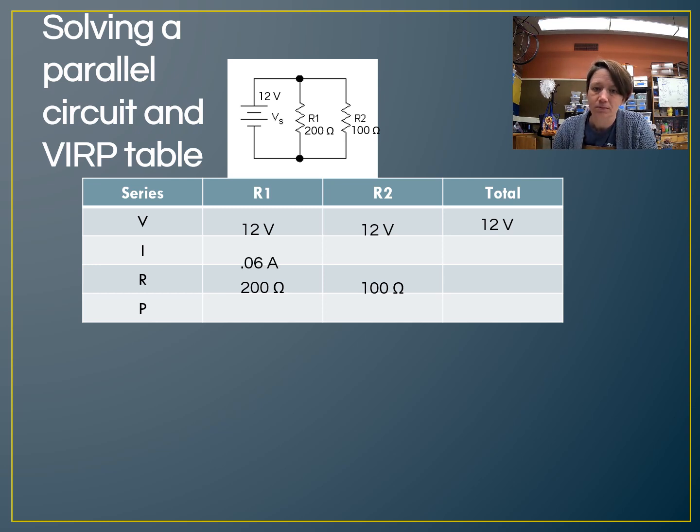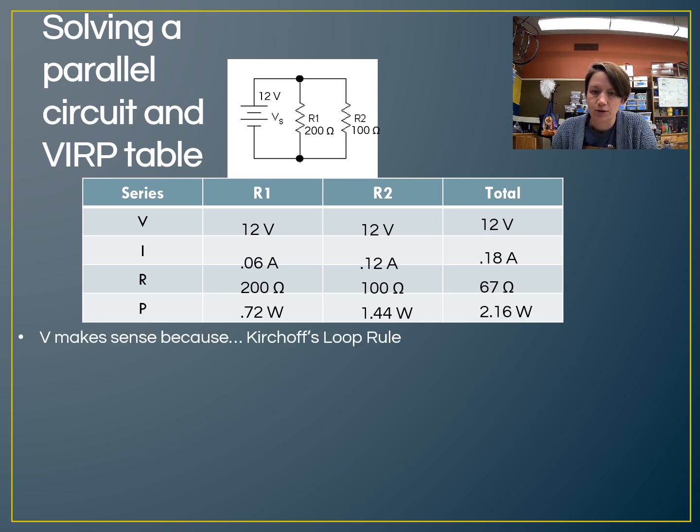From there, you can calculate the remaining four values in the table using my Ohm's law and my power equation. And then you can use the junction rule to figure out what the total current is. If you know the current through R1 is 0.06 amps and the current through R2 is 0.12 amps, that means the total current coming out of the battery must be 0.18 amps by conservation of mass and the junction rule. Now we have two values in my total column, and you should be able to calculate the remaining two values.